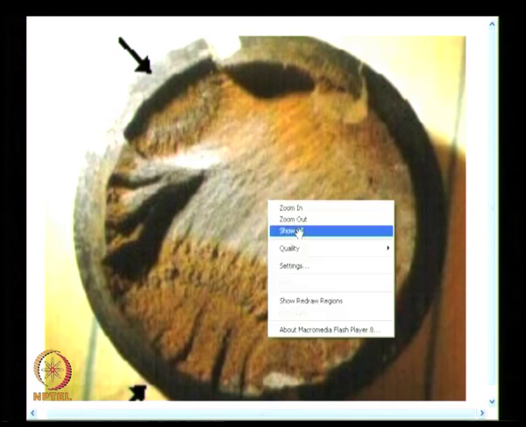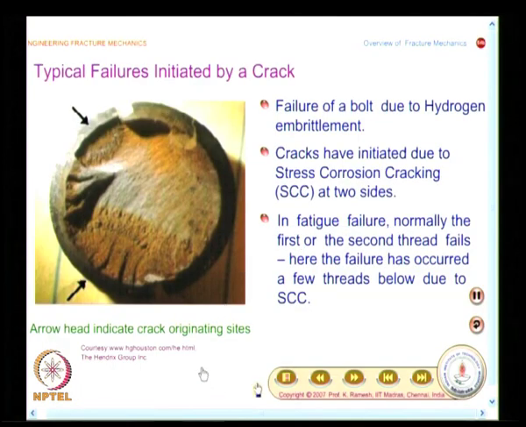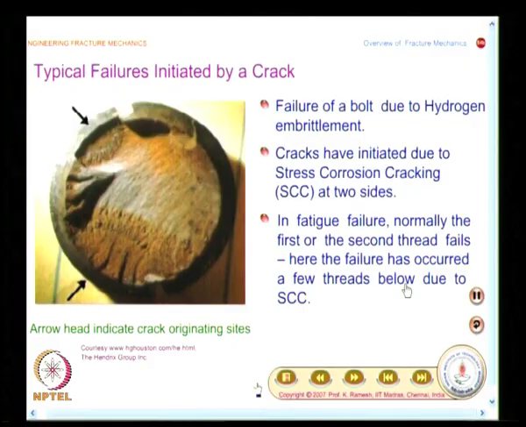There is also another aspect that is sought to be explained through this example. Here the failure has occurred a few threads below. This is a threaded connection. It has not happened in the first two threads. Usually if it is by fatigue, it would fail only in the first two threads, and this has failed a few threads below, and the cause is related to stress corrosion cracking, abbreviated as SCC.